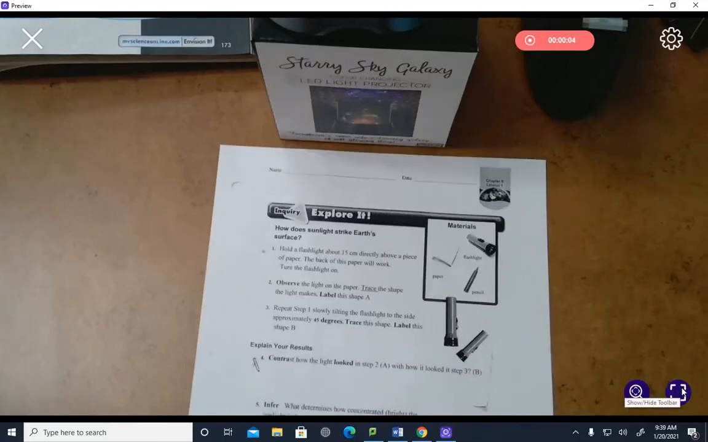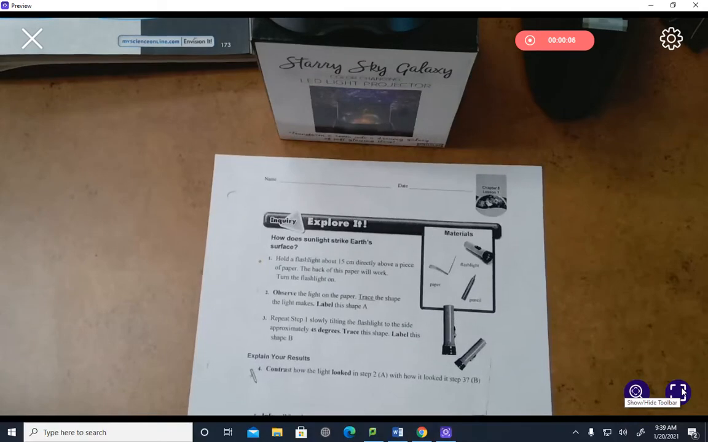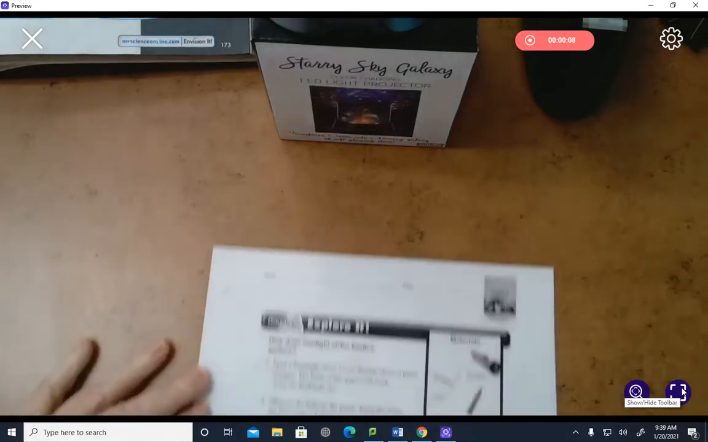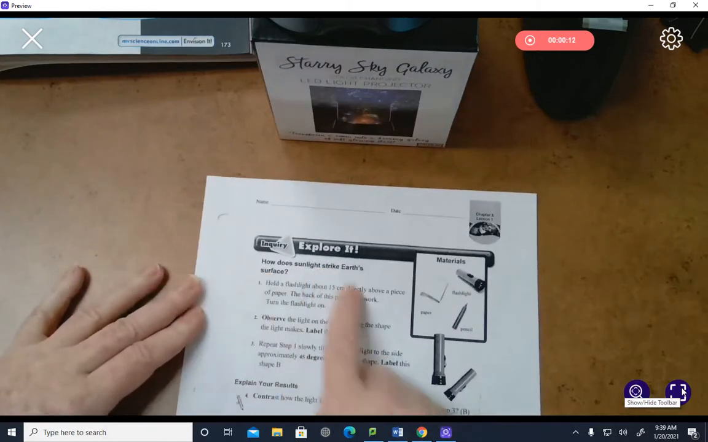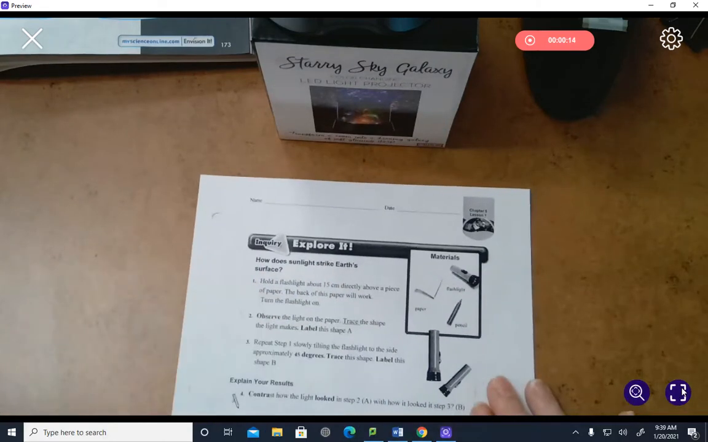Okay, happy Wednesday, fifth graders. Today's class is going to be on an Explore It experiment, which covers how does sunlight strike Earth's surface.